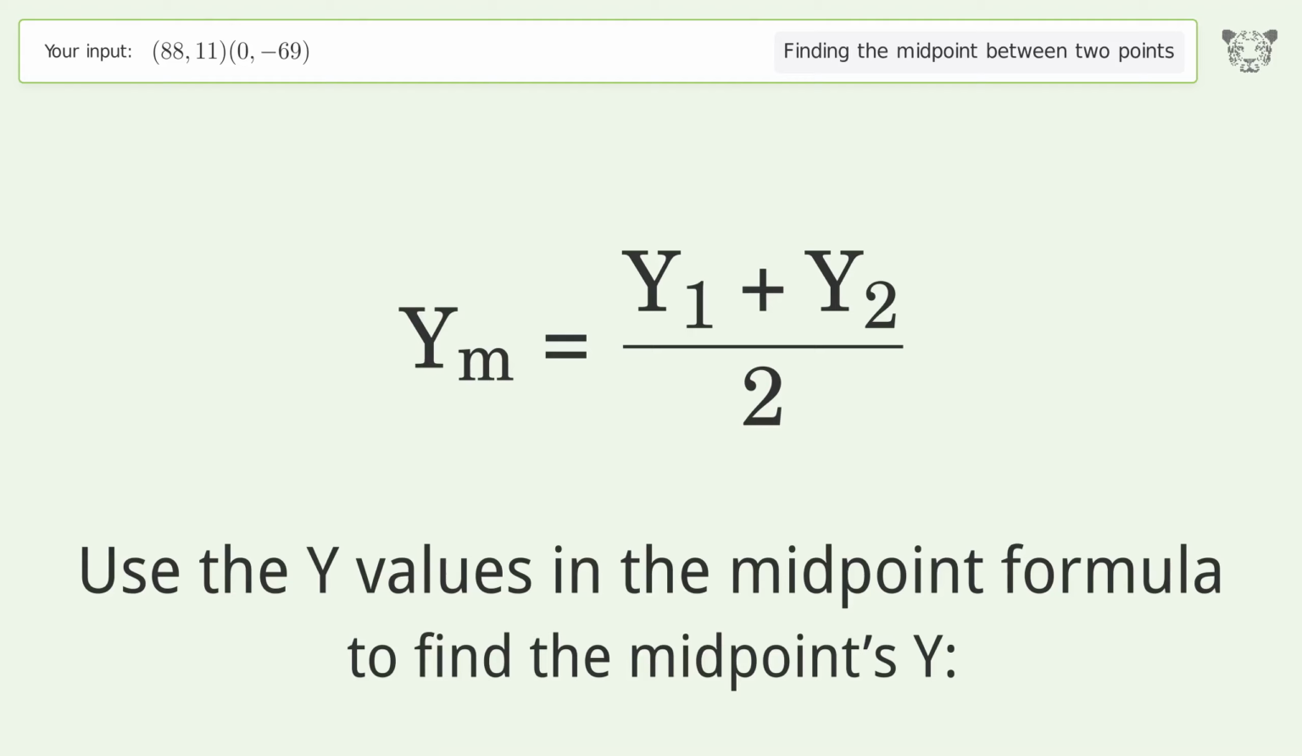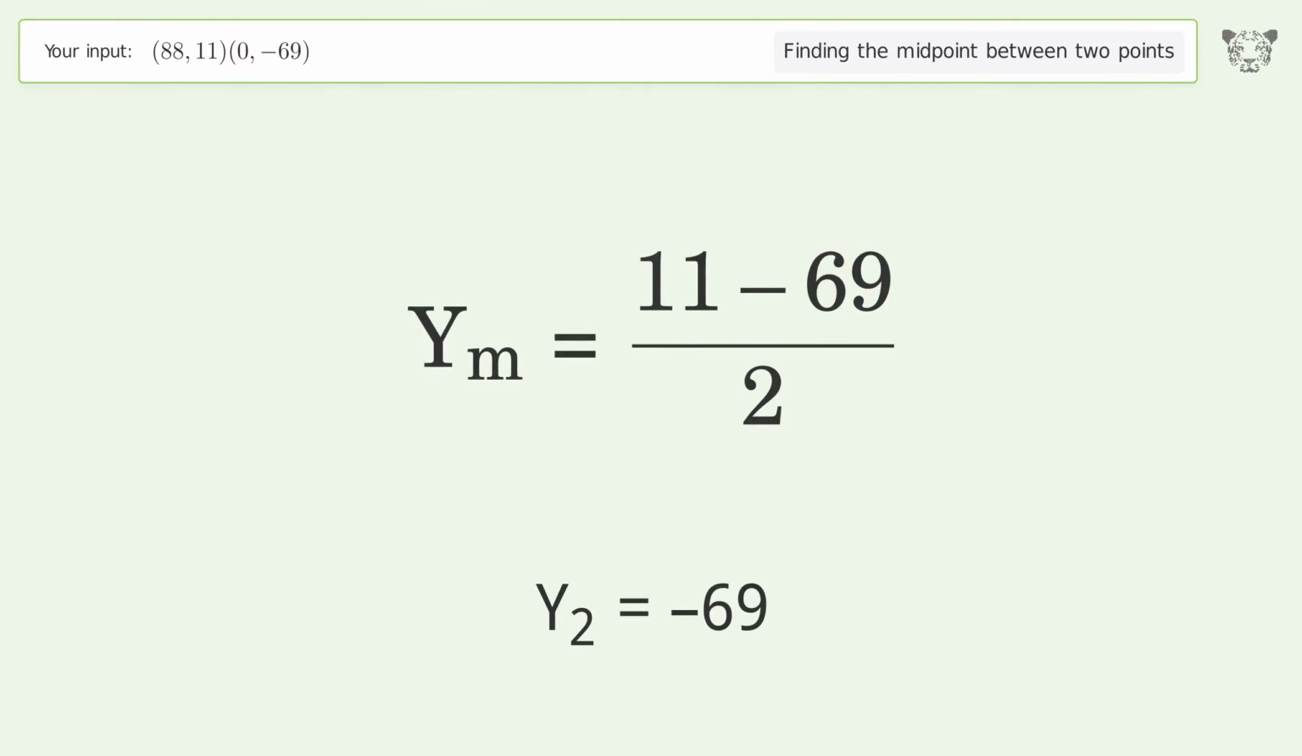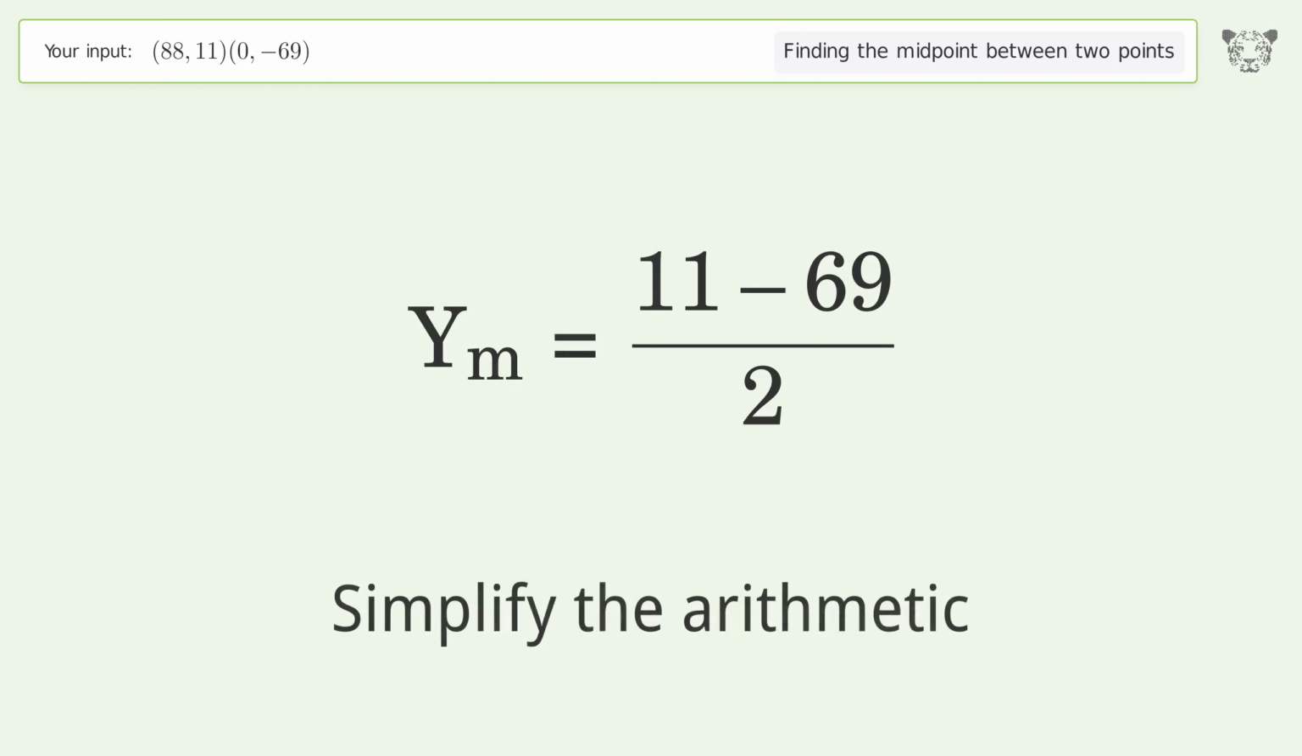Use the y values in the midpoint formula to find the midpoint's y. y1 equals 11. y2 equals negative 69. Simplify the arithmetic.